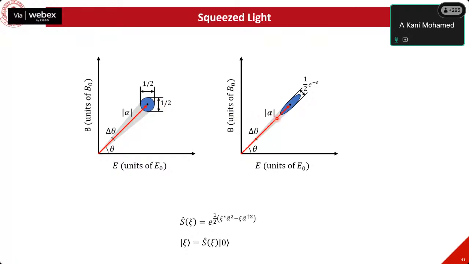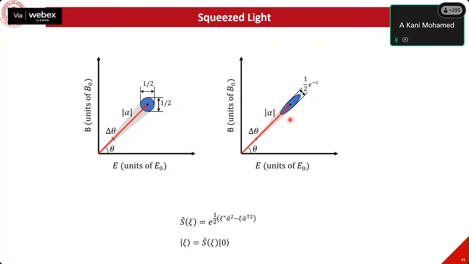Here we are mostly interested in squeezing in the angular direction. That is what is going to reduce the uncertainty in the phase noise. Okay. So this is called phase squeezing. And we can also have amplitude squeezing, but that will enhance this delta theta, the uncertainty in the phase.